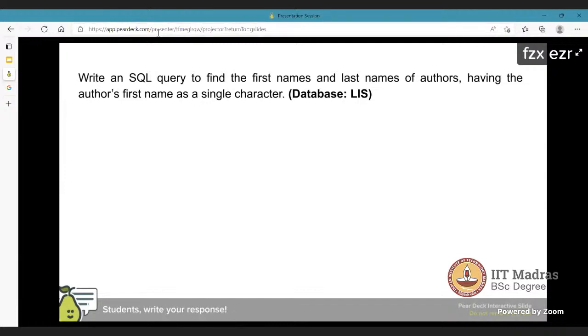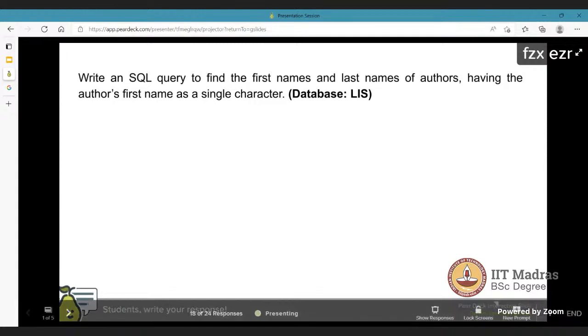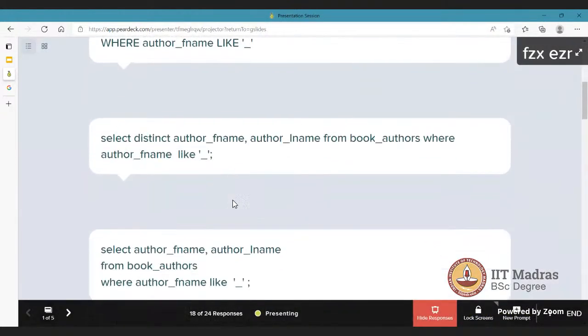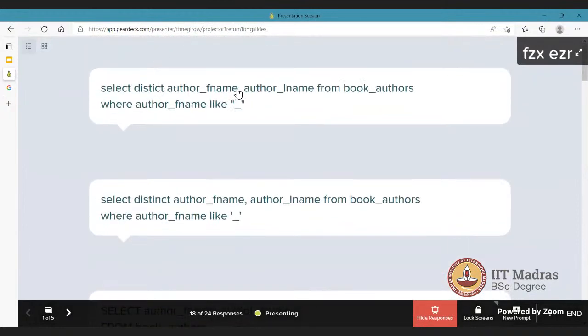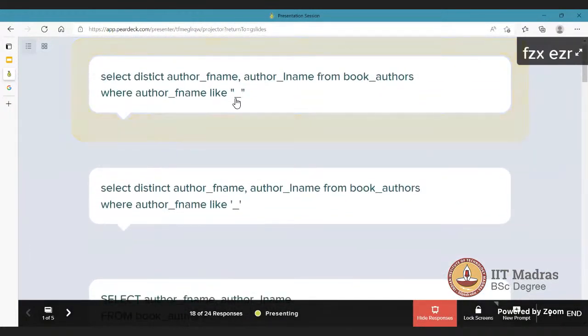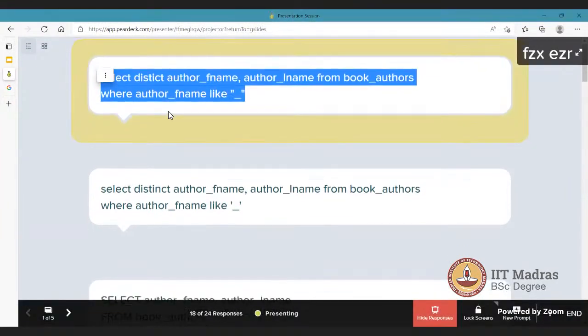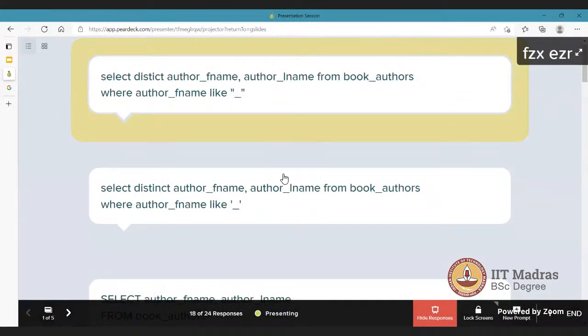Anjana, I would like to mention one thing. Can you show me the responses? Just the first option, those who are using the double quote, can you check your answer in pgAdmin? Is it working or not? It will not accept it. I already mentioned this when we discussed this particular thing. But why will double quote not work? In pgAdmin, it will not work.